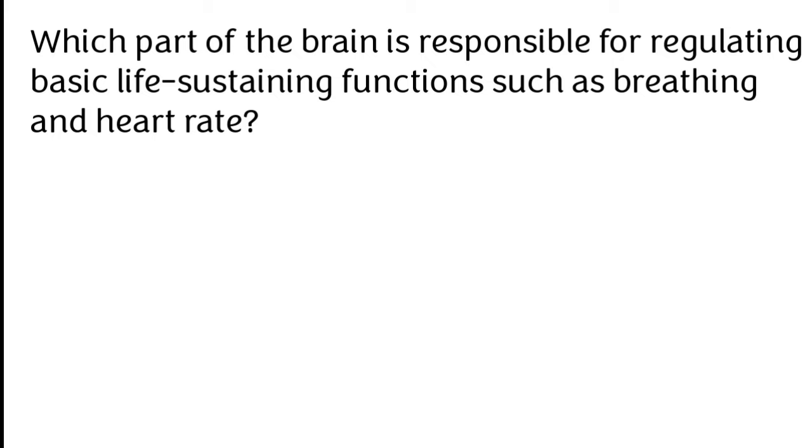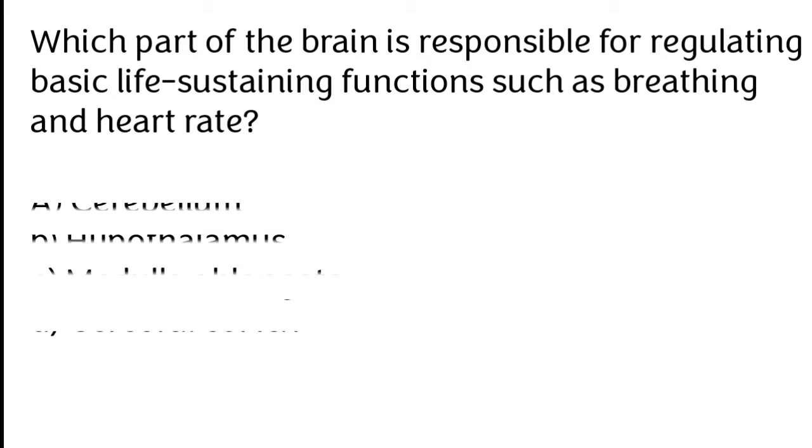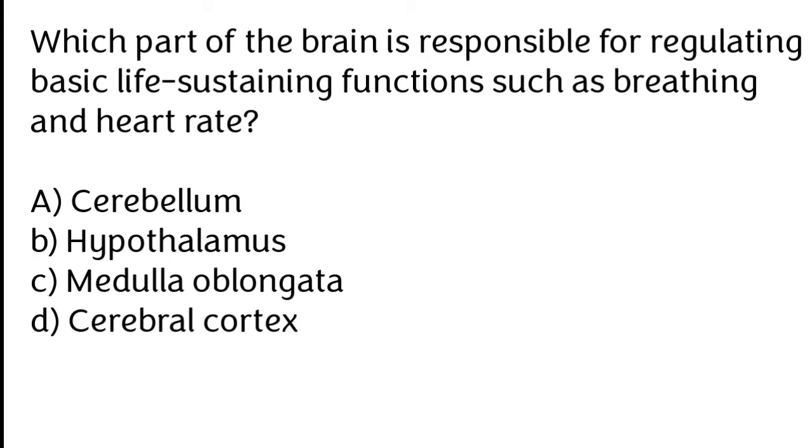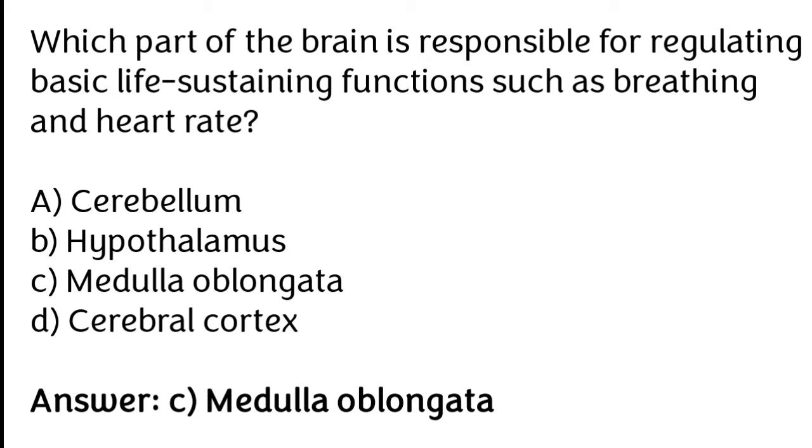Which part of the brain is responsible for regulating basic life-sustaining functions such as breathing and heart rate? Cerebellum, hypothalamus, medulla oblongata, cerebral cortex. The correct answer is option C. The medulla oblongata is the part of the brain which is responsible for regulating basic life-sustaining functions such as breathing and heart rate.